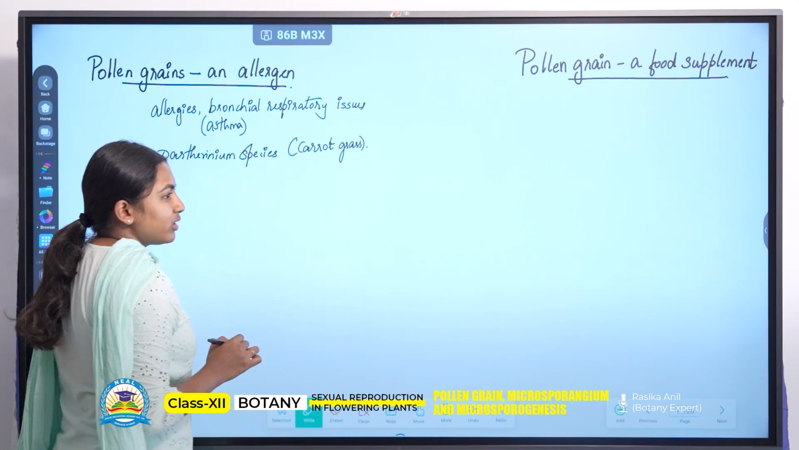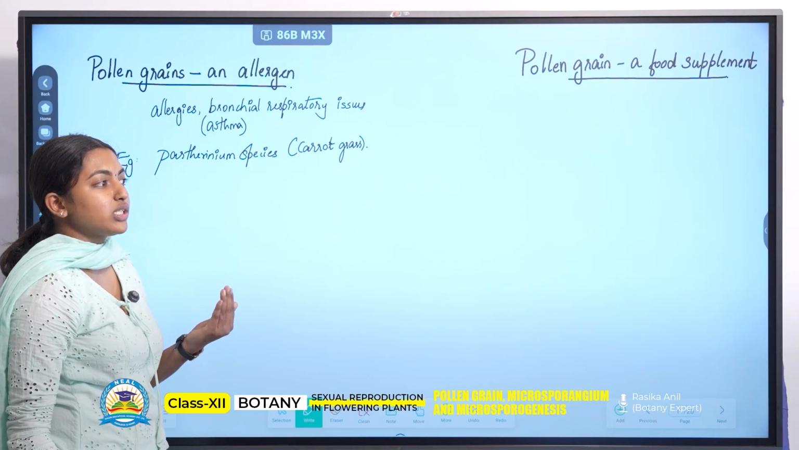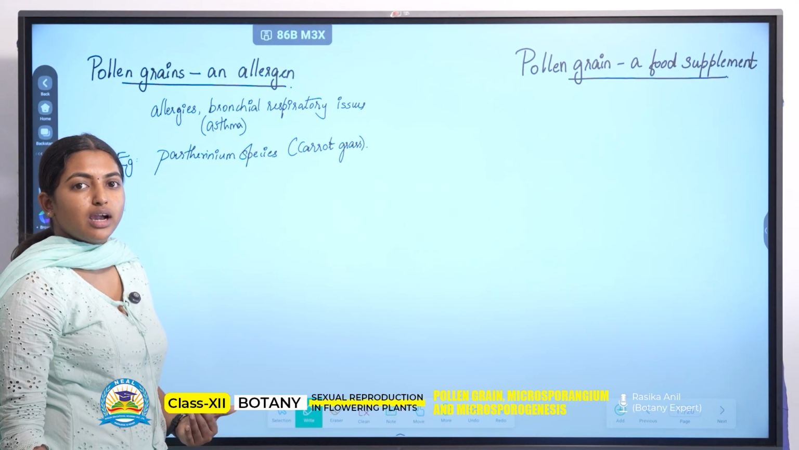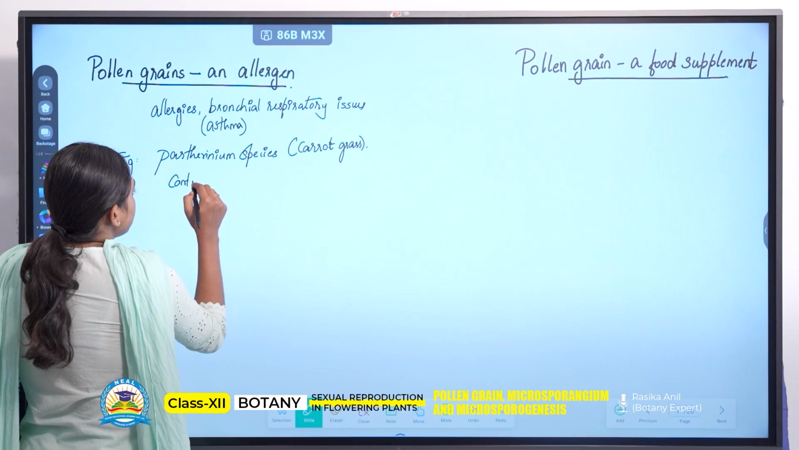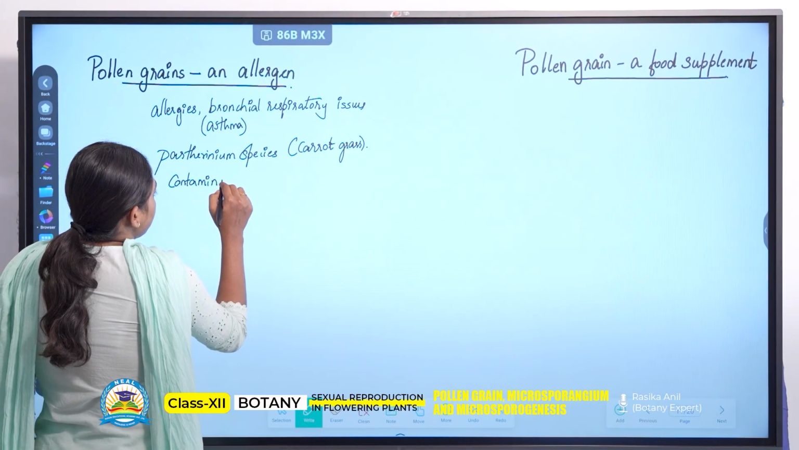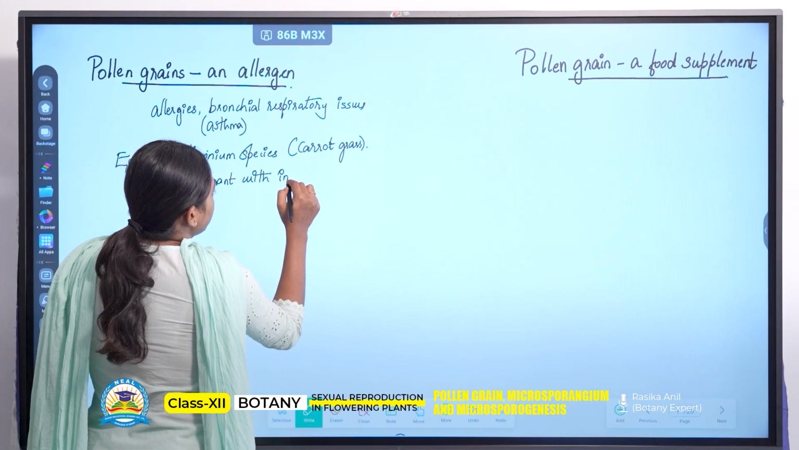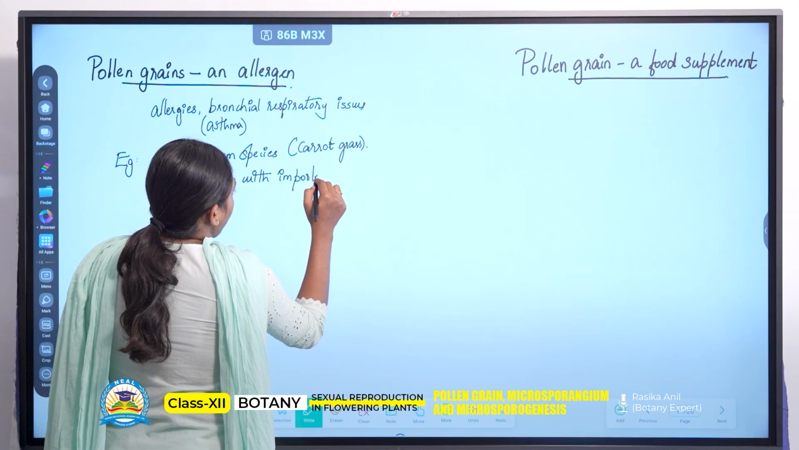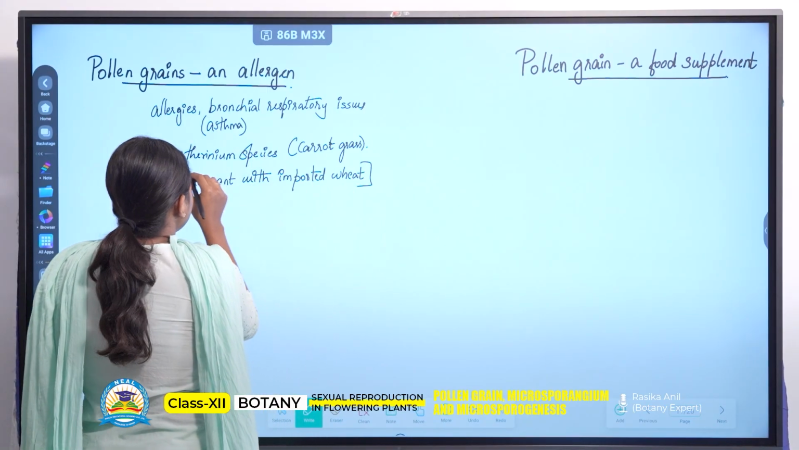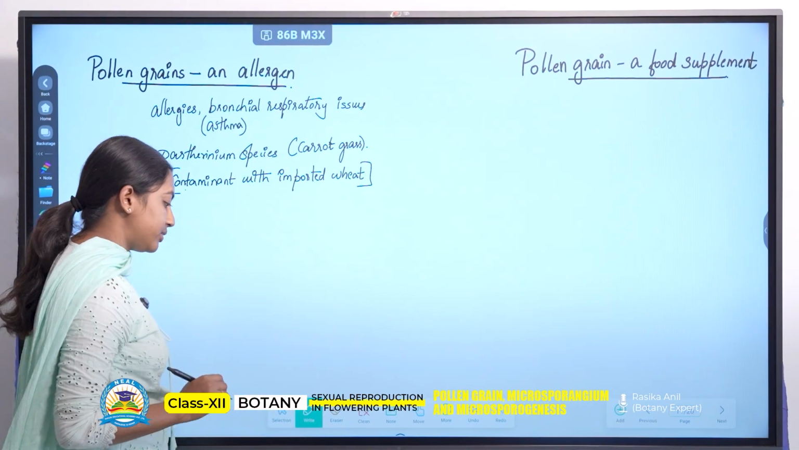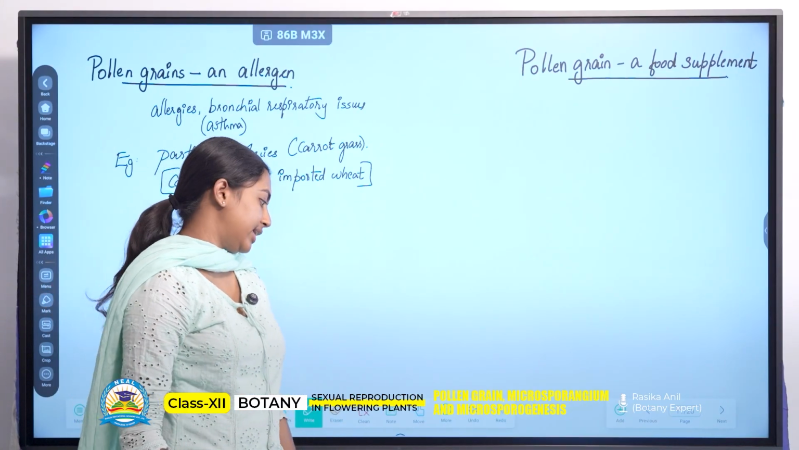Right, so this is not native, this is not present in India. It came to India as a contaminant with imported wheat, right? Yeah, and it caused a lot of allergies.